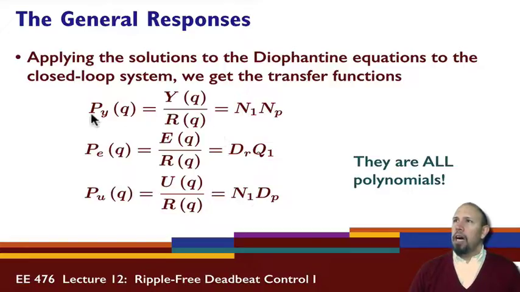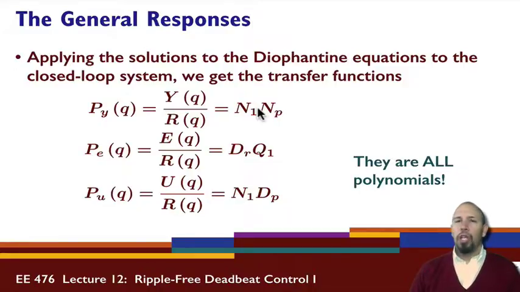So another thing we want to look at now is that remember we formed the transfer functions py, pe, and pu. So the py was the transfer function from r to y. This is the transfer function from r to e. And this is the transfer function from r to u. And because of the way the Diophantine equation works, each of these transfer functions ends up being just a polynomial. So we have a simple way of representing each of these transfer functions.